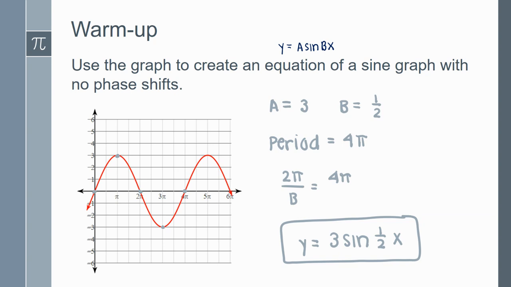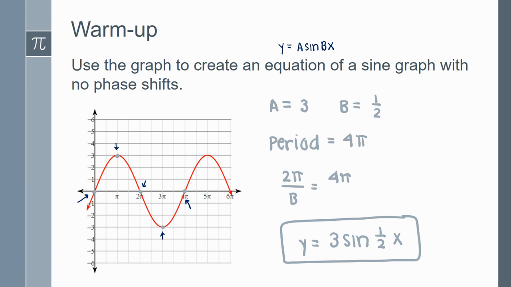So remember your sine graph, it starts at (0, 0), and I'm finding my 5 critical points. So that's what I labeled here. It starts at (0, 0). There's 1, 2, 3, 4, 5. Notice that going from the starting point to the second point, it goes up 3. So that tells me that that's going to be my A value.